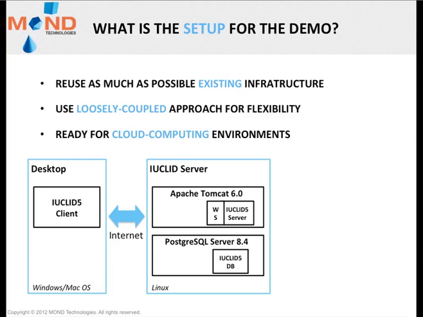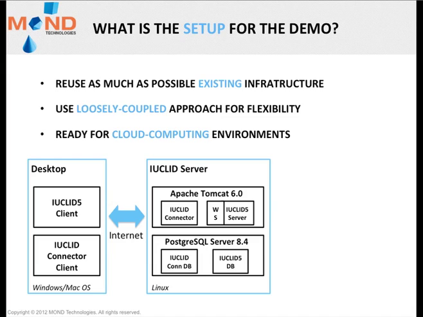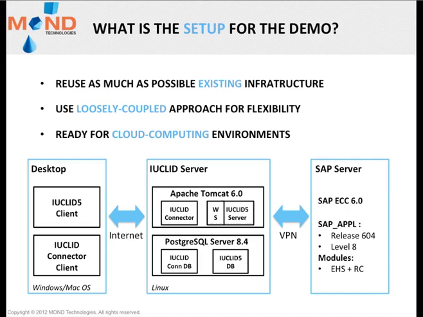For the Euclid connector, we use the same approach. The server component can be deployed next to the Euclid 5 component on the Apache Tomcat. The database component can be deployed on the same database where your Euclid DB is running. And the Euclid connector client is using the same technology in order to connect to the server application. In our demo, we connect to an SAP server, which is running on version 6 and which has the modules EHS and REACH compliance installed.